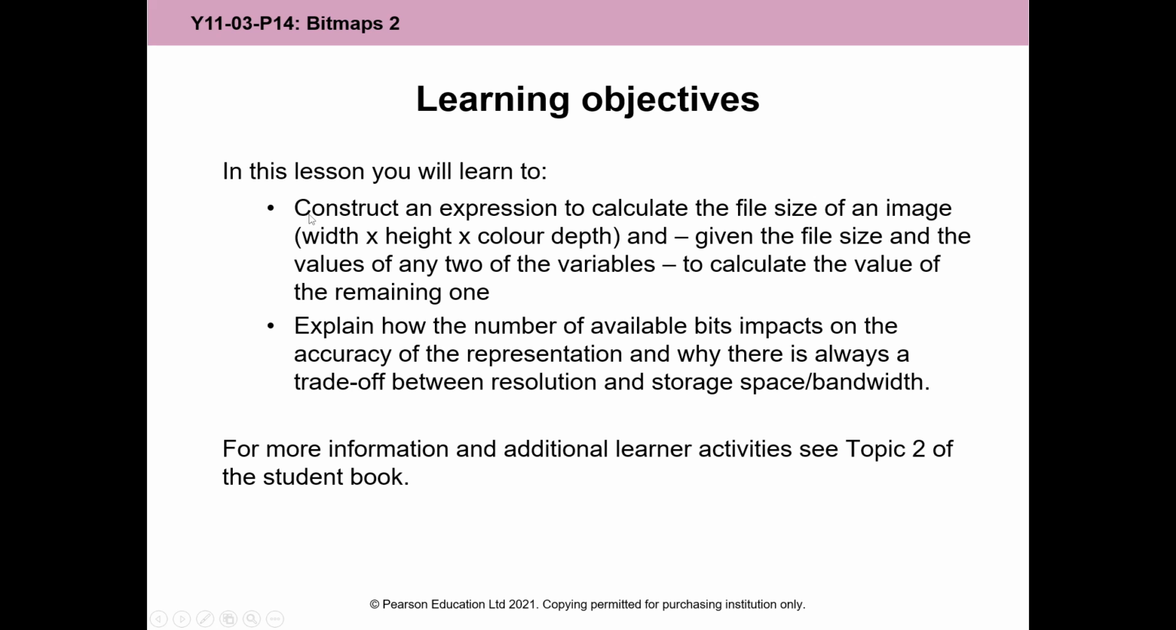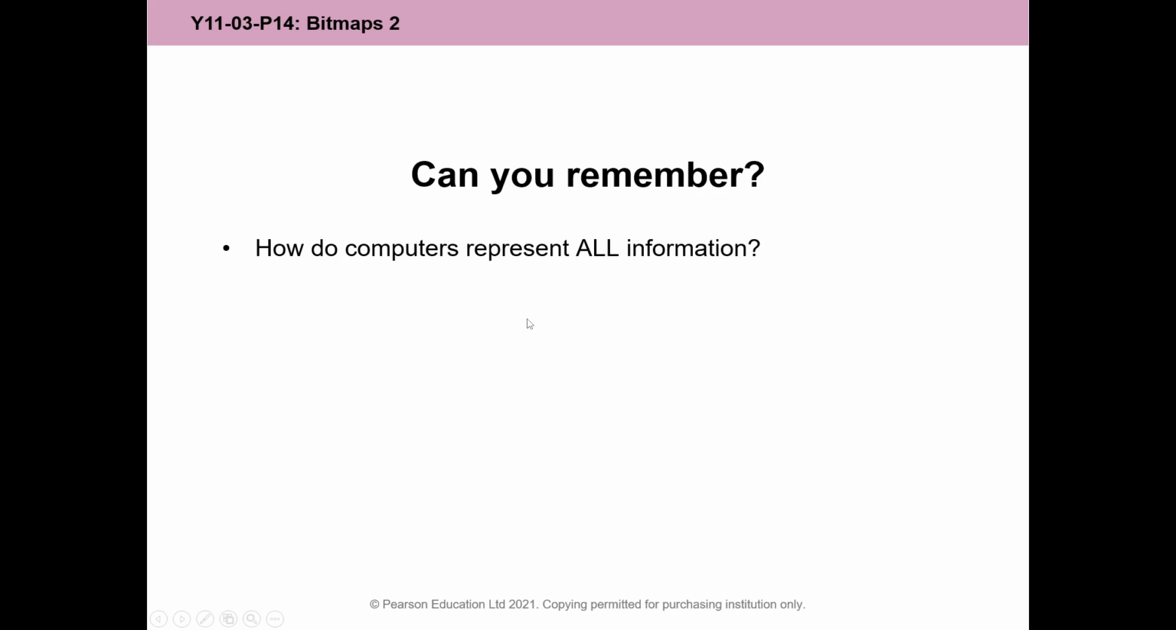The key phrase here is construct an expression. That means you don't actually do the multiplication. You write down what you'd put into the calculator or what you'd calculate. So it's an expression to do with the width of an image, the height of an image, the color depth. If you multiply all of those together, you get the number of bits required, and then it's just a case of dividing by a certain amount to get it into bytes or kibibytes, mebibytes, etc.